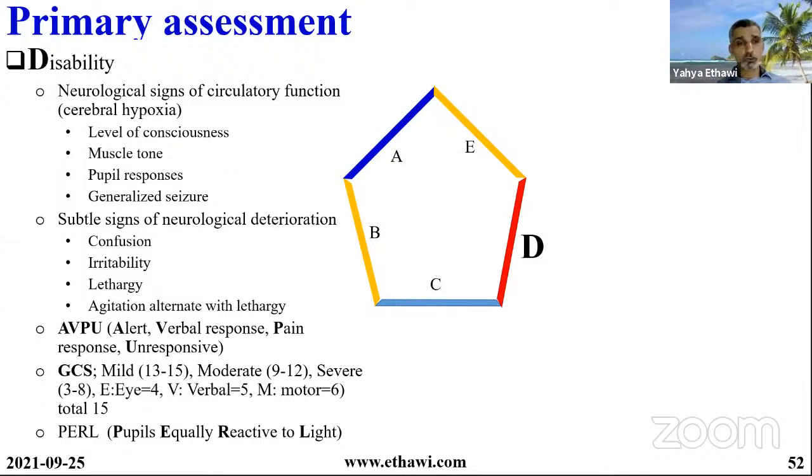And then we need to know what is confusion, what is irritability, and what is agitation. We have to use the acronym AVPU, which means alert, verbal response, pain response, and unresponsive. This is a very quick assessment for neurological status. Or we can use the Glasgow Coma Scale. And we divide it into mild, moderate, and severe impairment.